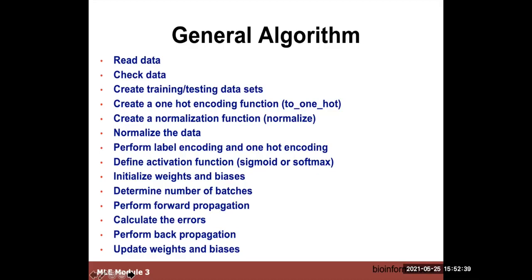Then we have to determine how many batches we're going to train. So we're not going to just train one batch, we're going to have several batches. Then we have to do the forward propagation from our randomized weights and biases. We calculate our errors from the neural net. And then we perform the back propagation to adjust them. And then we update our weights and biases and then repeat this over and over and over again until the errors are minimized. So there's about 15 different elements to a neural net.